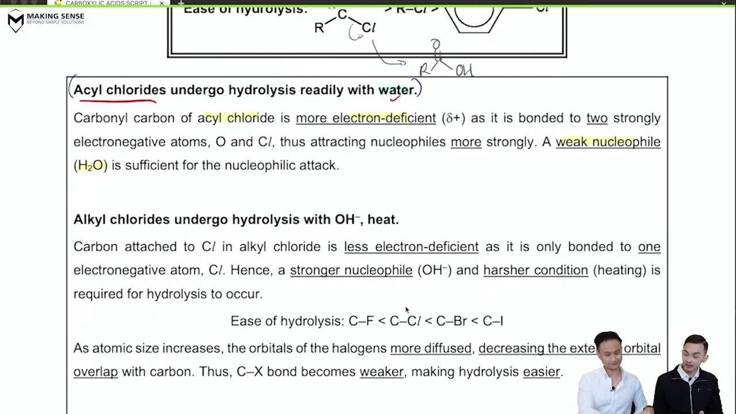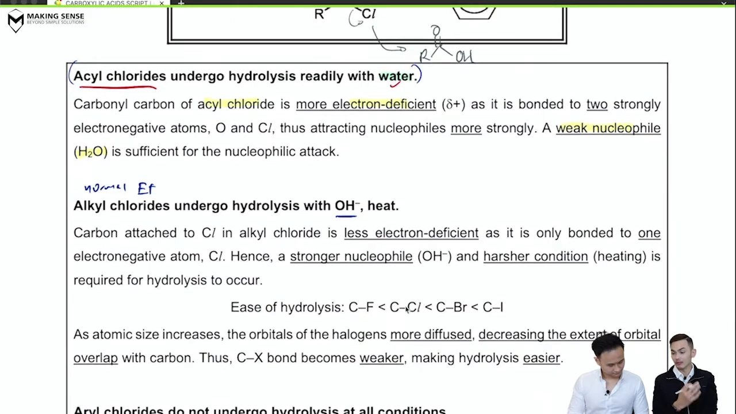All right, so the difference between alkyl halide and acyl chloride is that acyl chlorides are more electrophilic, so for alkyl halides we just use the term a normal electrophile, right? So with a normal electrophile, you expect slightly harsher conditions. The difference now is you require something that's charged, so you require OH minus.